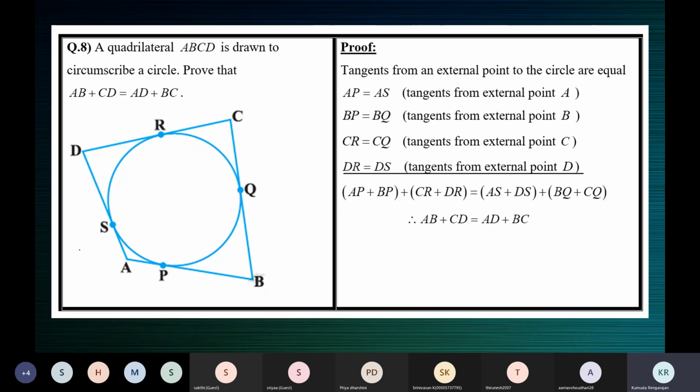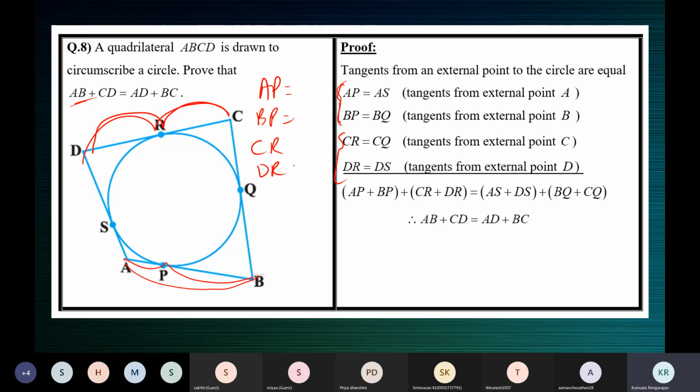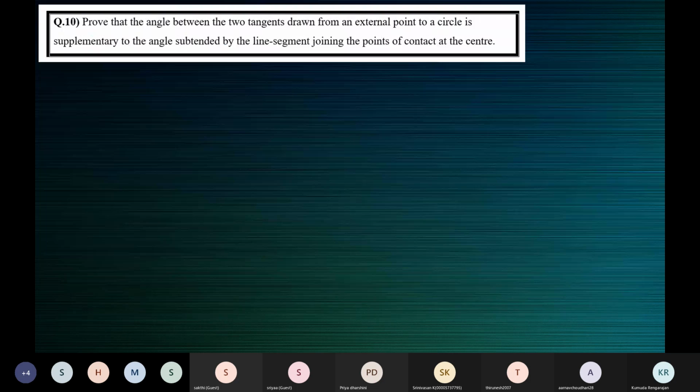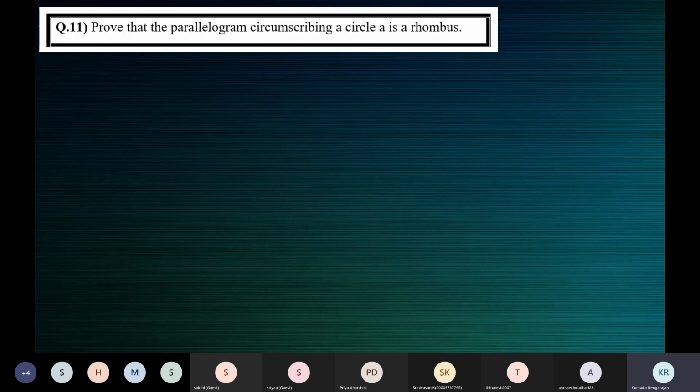So I was telling you, when you write it, make sure that you write like you have to prove AB plus CD. What is AB made up of? AP and BP. So write that AP and BP so that when you add these two, you will get AB. And then below you write CR and DR, because when you add CR and DR, you will get CD. Then complete this. Add LHS and RHS, you will get this result, that the parallelogram circumscribing a circle is a rhombus.